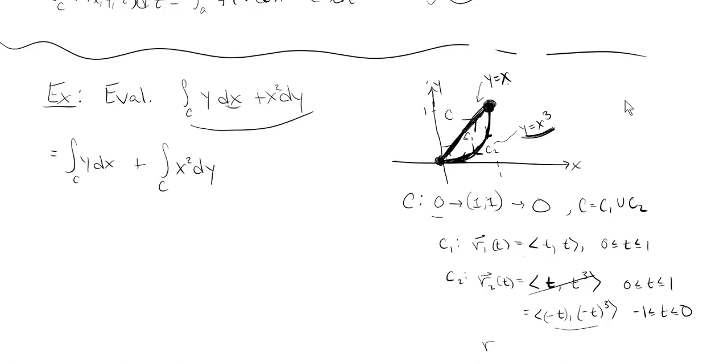And notice if I take r2 prime, I get negative 1, negative 3t squared. You can check my work on that. Yeah, negative 1, negative 3t squared. You're just differentiating negative t cubed, which makes negative 3t squared.